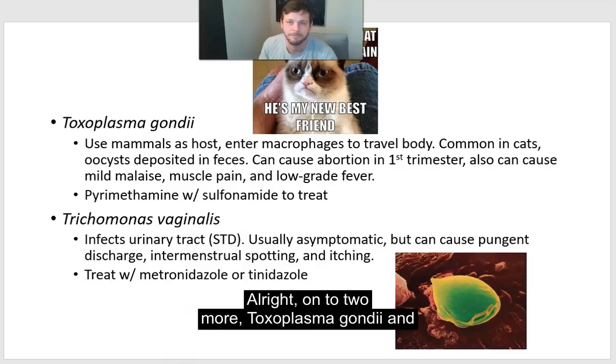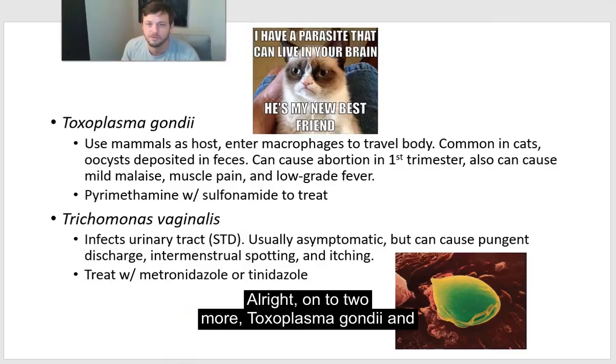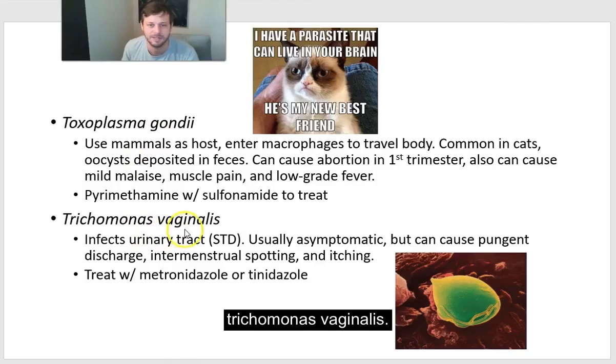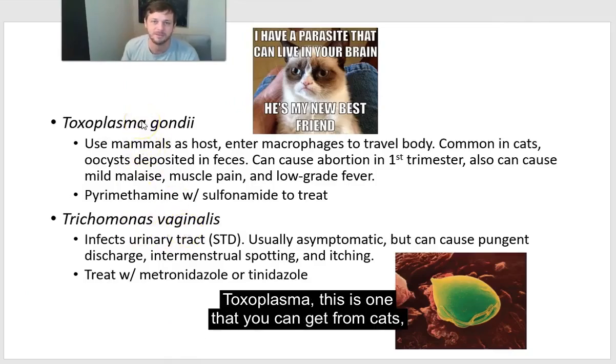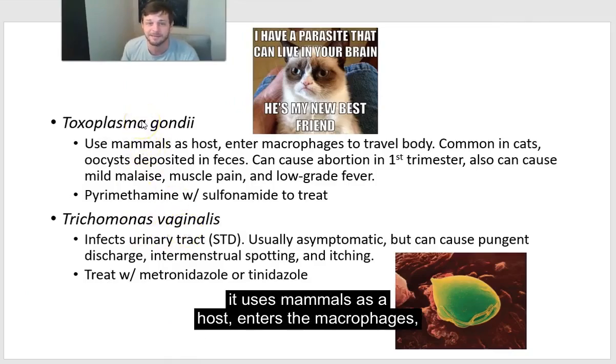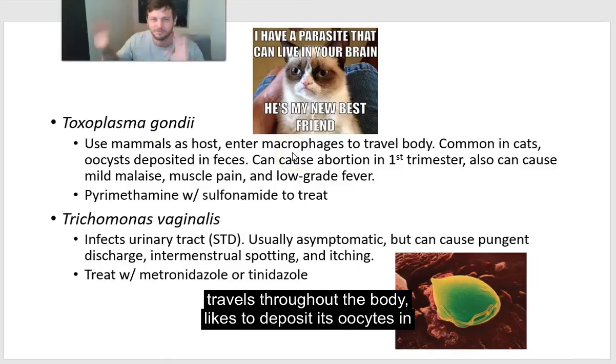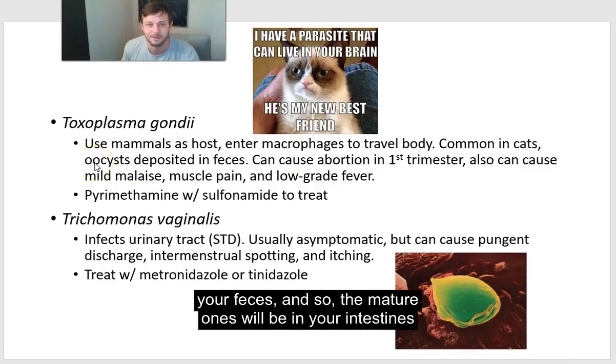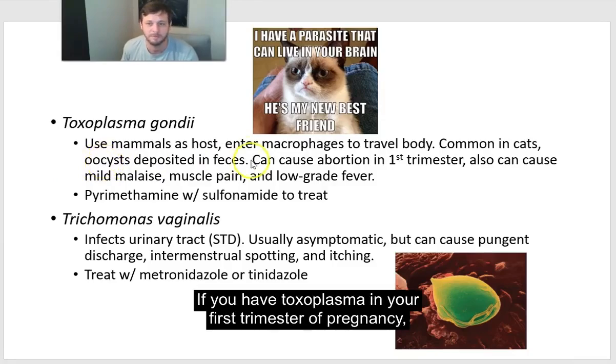All right. On to two more: Toxoplasma gondii and Trichomonas vaginalis. Toxoplasma, this is one that you can get from cats. It uses mammals as a host, enters the macrophages, travels throughout the body, and likes to deposit its oocysts in your feces, and so the mature ones will be in your intestines reproducing, making eggs. Then you poop them out.